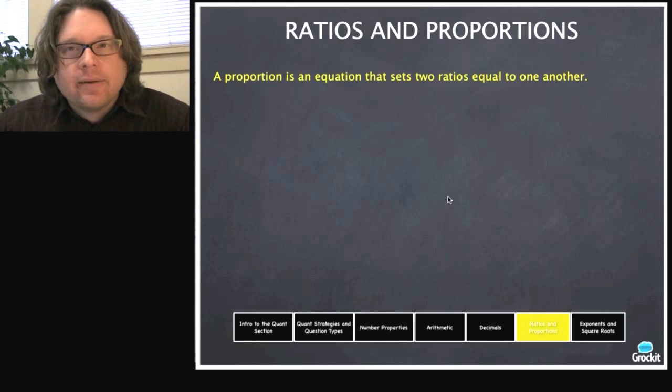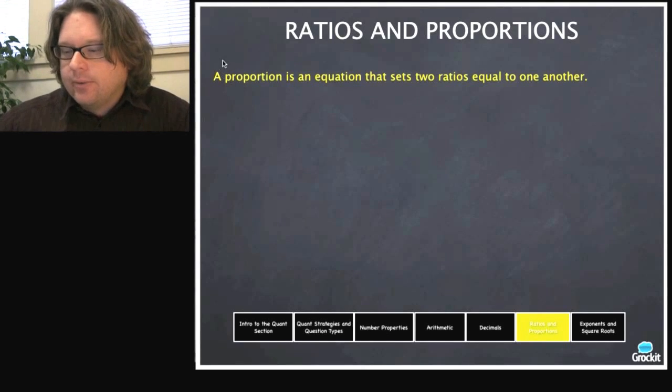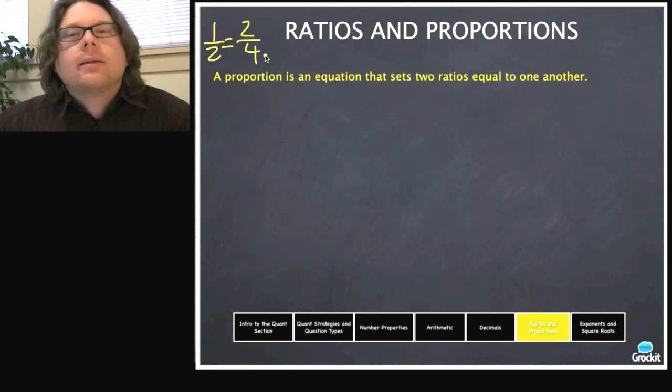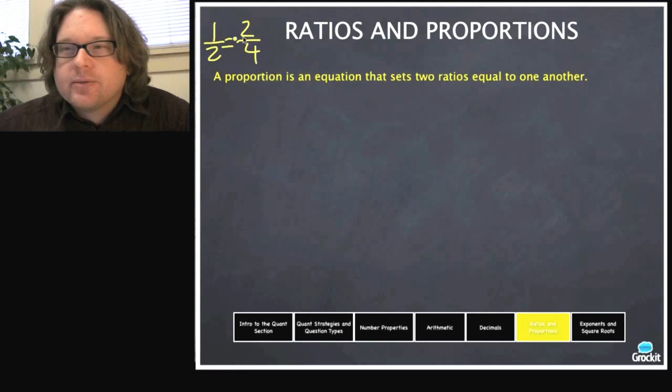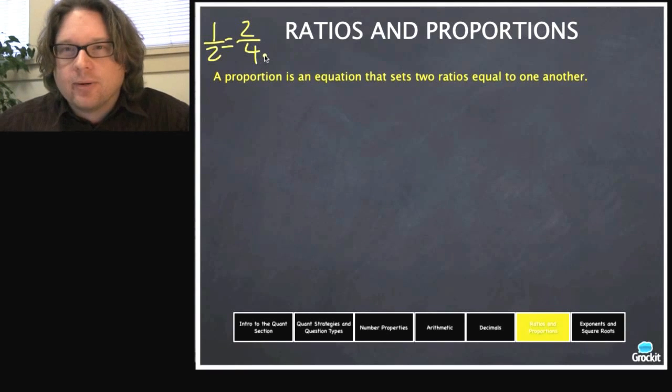So a proportion, as differentiated from a ratio, is 2 ratios set equal to each other. So it would be something like 1/2 equals 2/4. Now the reason you'll get a proportion is usually because one or more of these numbers is actually missing. It's a variable instead of an actual constant.